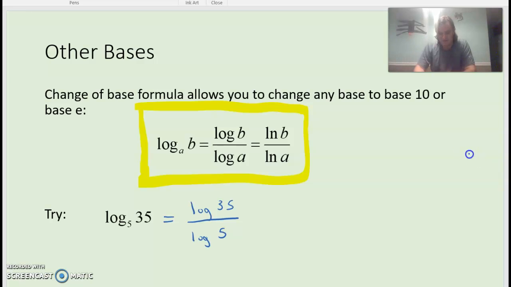So we're going to do the log of 35, however you have to put that in your calculator, divided by the log of 5. And the answer we should get to 4 decimal places is 2.2091. And what's that mean? It means 5 to the 2.2091 is about 35, which makes sense because 5 to the second power, 5 squared, would be 25, and 5 cubed is 125, so it must be a number between 2 and 3.